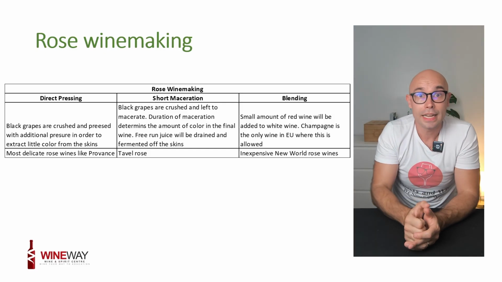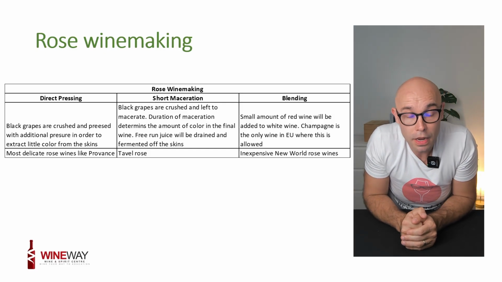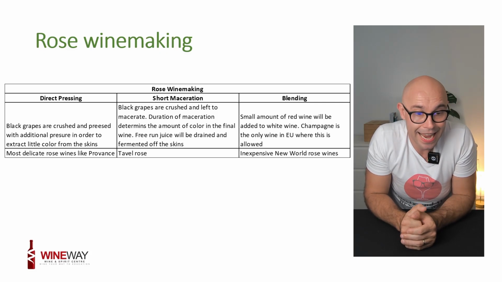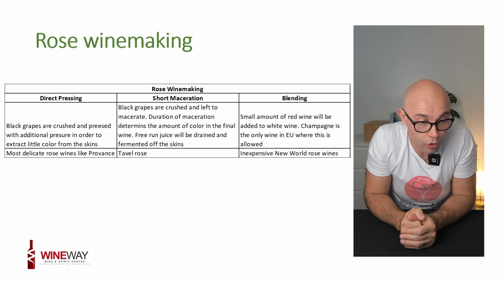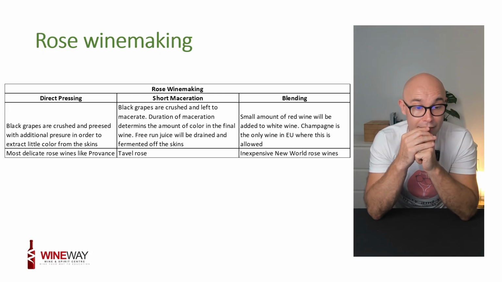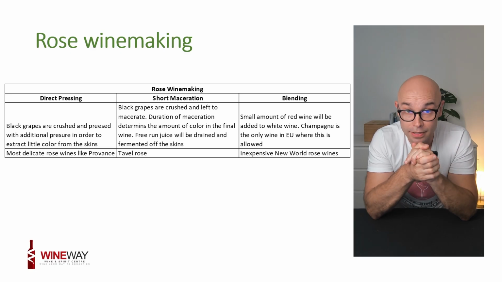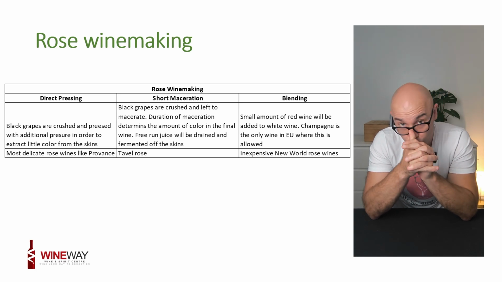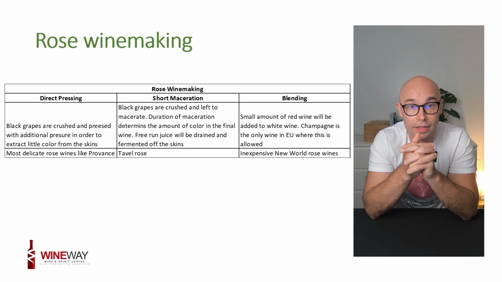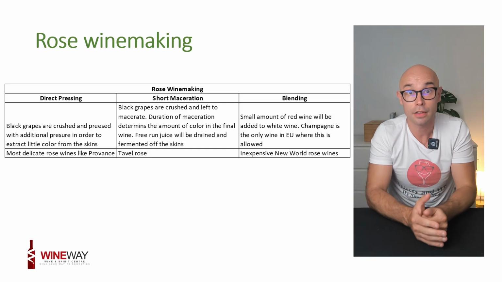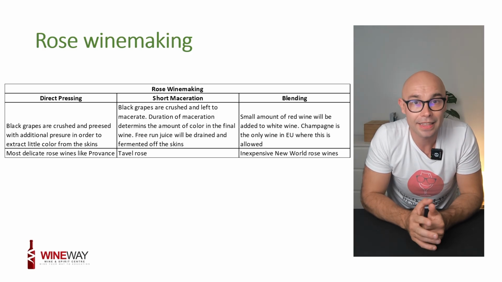Rosé winemaking, 3 different techniques to make a rosé. Direct pressing. Black grape varieties are crushed and pressed with additional pressure in order to extract little color from the skins. So this is the most delicate way to produce these wines, and this is done for Provence style. The second way is short maceration. With short maceration, these wines are a little bit fuller. They look like pale red wines. And this is the Tavel style.